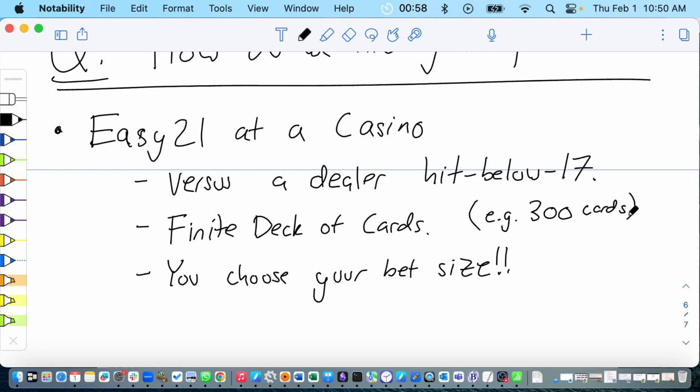Yeah. Is it just one game, or is it like a best of something? So it's going to be 300 cards. We're going to call that one episode. An episode means one run until you reach a terminal state. So there's going to be 300 cards. You're going to have the amount in your bankroll, and it's going to go up and down as you win and lose bets. And then at the end of 300 cards, we're going to stop, and we're going to count that as one episode.